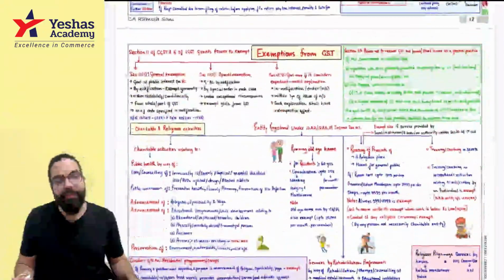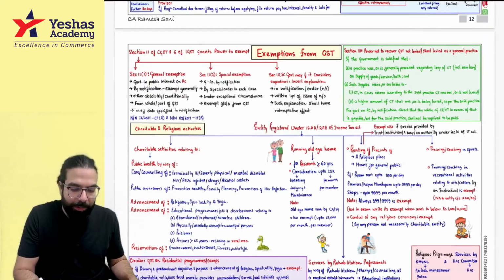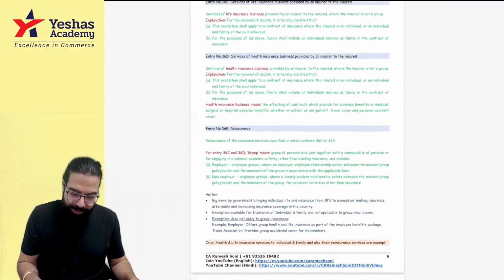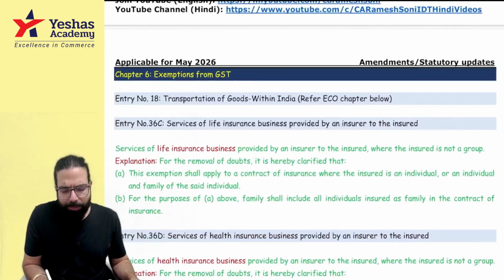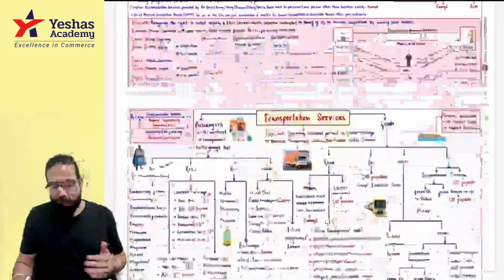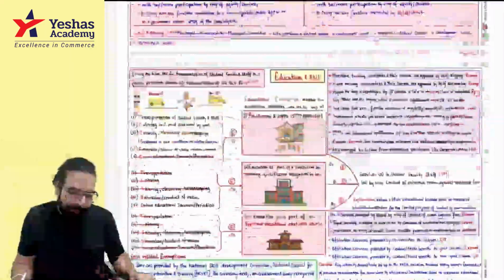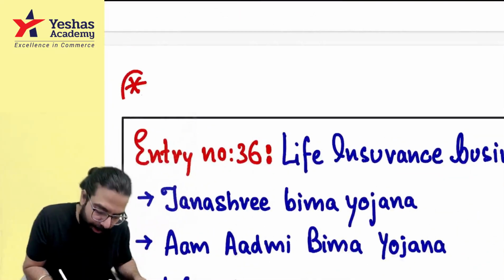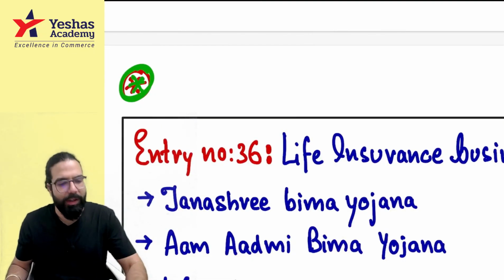Now we come to the exemption chapter. In the exemption chapter, I have told you the change has come. Basically, there is one more change, but with this, I will go ahead and refer to the ECO chapter. Insurance. Baba, please come to the insurance chart. Here, in insurance, you can write one additional point which has been introduced. So, sir, what is the additional point which they have told?